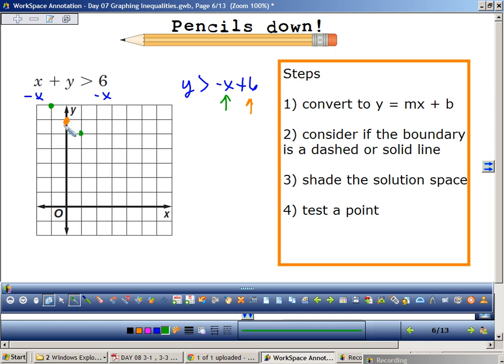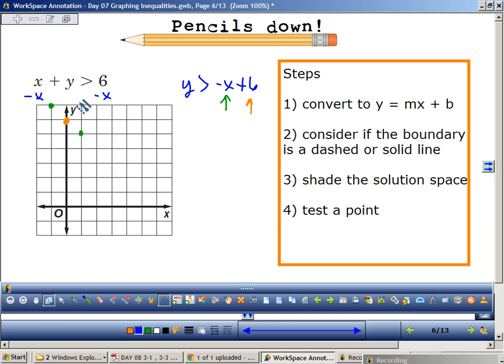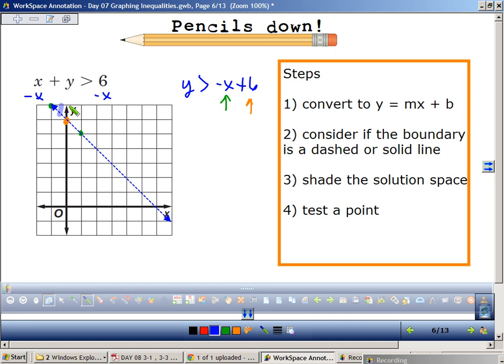All right? Some people like to go down and over. I like to go up and over. I always go up, and then I decide whether I'm going in the negative direction or in the positive direction. That's just the way I do it. Alrighty, so this is going to be a dashed line because the solution is not on the line. And then I have to consider whether I'm going to step up or step down to draw my clouds. This is greater than, so I'm going to step up.